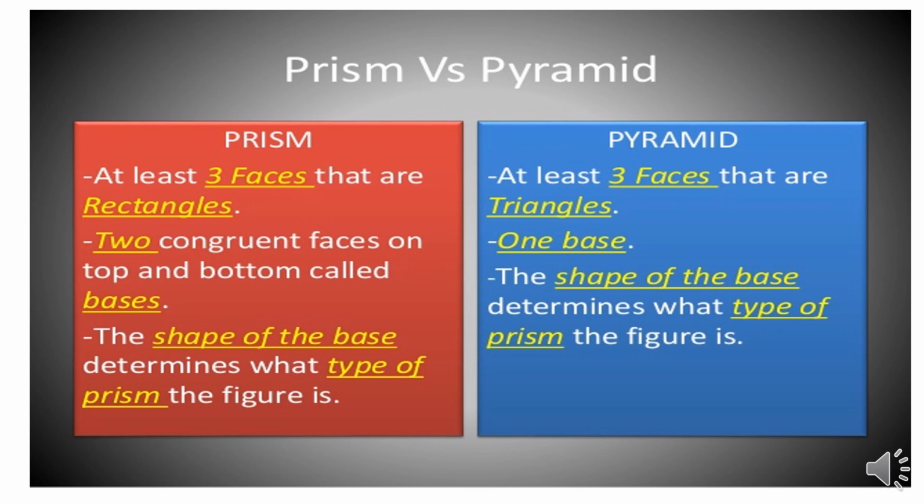What is the difference between prism and pyramid? Okay, prism, at least three faces that are rectangles, and pyramid, at least three faces that are triangles. Prism, two congruent faces on top and bottom called bases, and pyramid has only one base, right? Number 3, the shape of the base determines what type of prism the figure is.